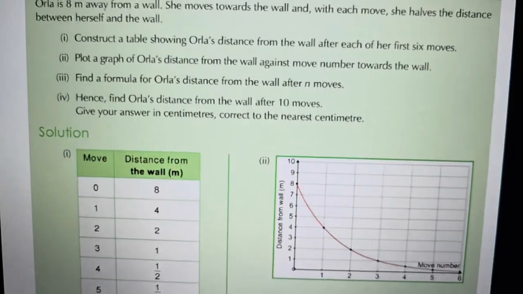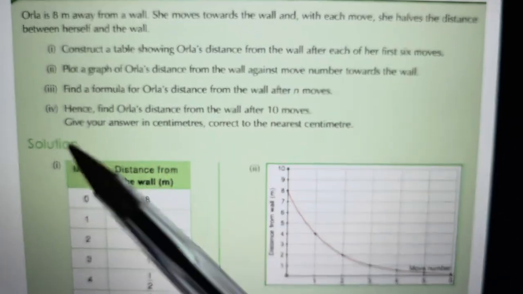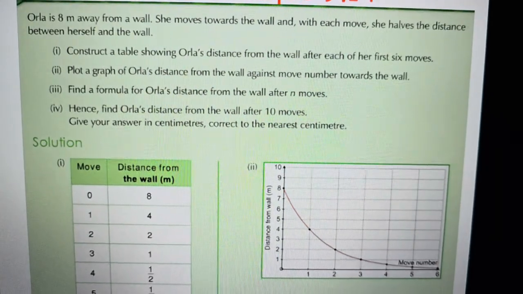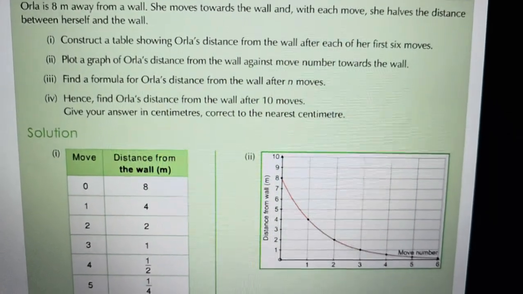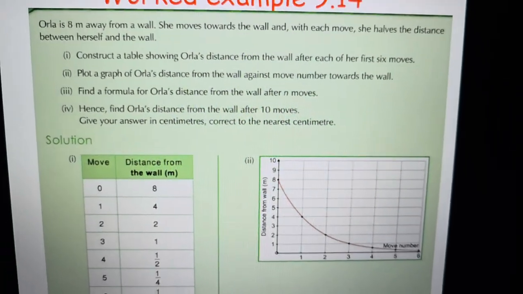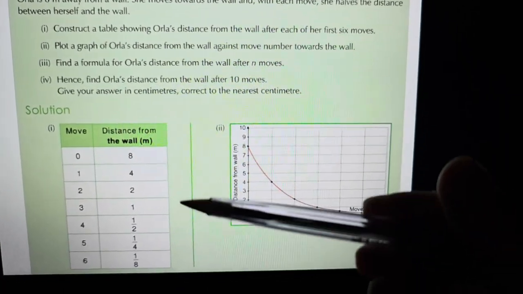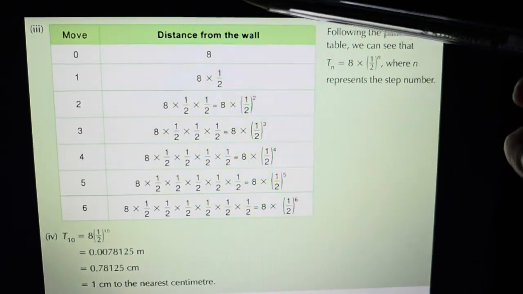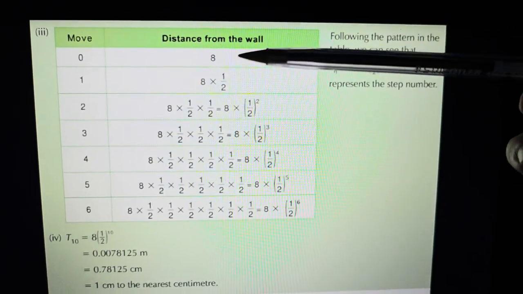So there's her graph. Part 3 then said find a formula for her distance from the wall after n moves. So that means come up with a T of n formula. Now it's an exponential function. We could do out the table like this, but we'll do it manually to show exactly what was happening every time. So initially she's 8 meters from the wall.